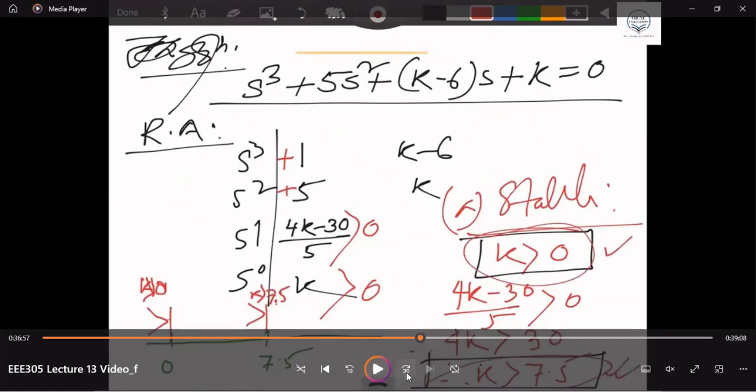Now this is the way you have to find. But this time you can understand K is more than 7.5. The stable region is not in between 0 and 7.5. Rather, it is the unstable region. The stable region is more than 7.5. It is a little bit different, remember, because of the negative pole. Anyway, so the answer is this. You should understand and note it down. That's the way you have to find it.